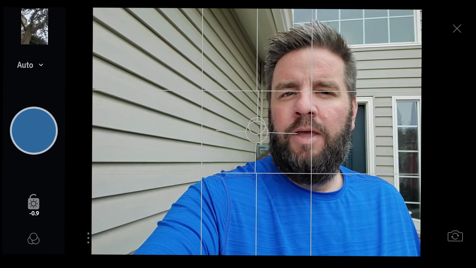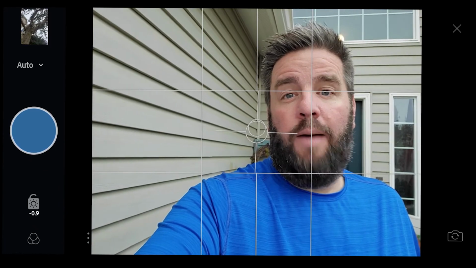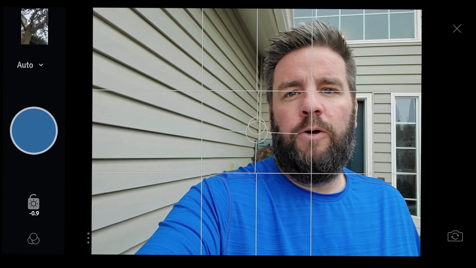Beautiful. So pay attention to your lighting. Pay attention to your rule of thirds and your composition. And get those leading line photos, and they're going to be awesome.